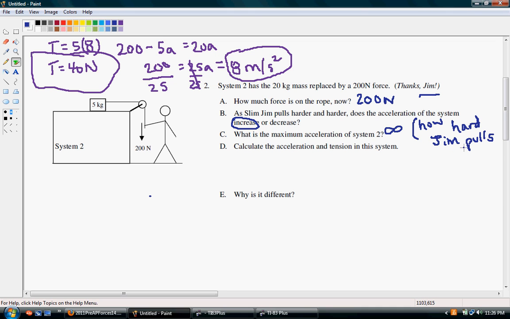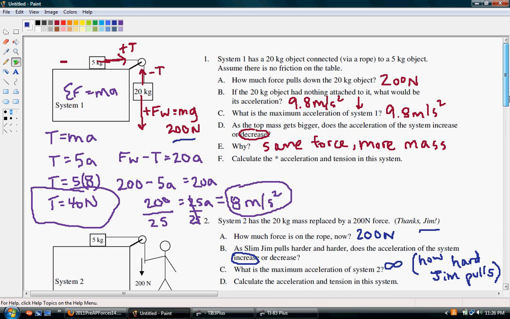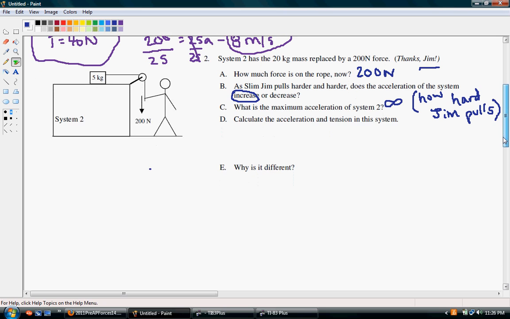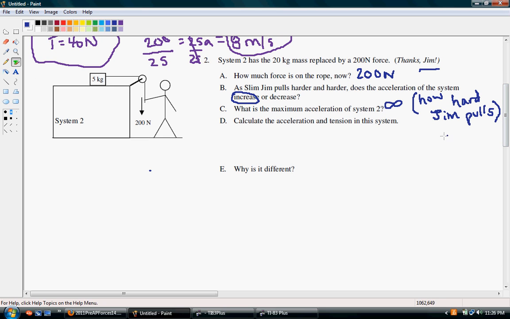Alright, so we can actually surpass 9.8 meters per second squared, which is the greatest acceleration that the first situation could have if the object was just falling. Alright, so it says calculate the acceleration and tension in the system. Well, for this, we assume there's no friction again. We just have tension to the right.